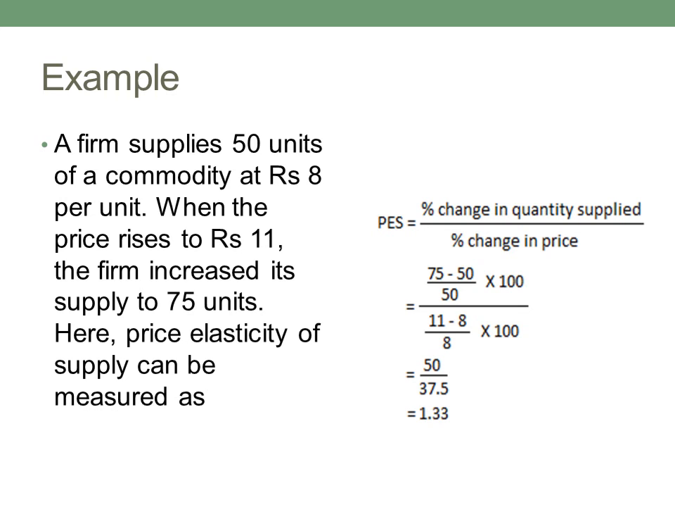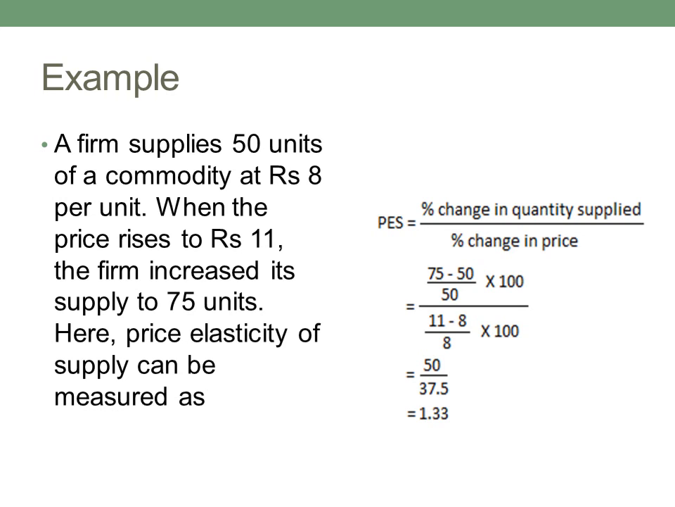Then how to calculate the percentage change in quantity supplied? New quantity minus initial quantity divided by initial quantity into 100. Here the new quantity is 75, and the initial quantity is 50 units. So 75 minus 50 all divided by 50 into 100. There we get the percentage change in quantity supplied.